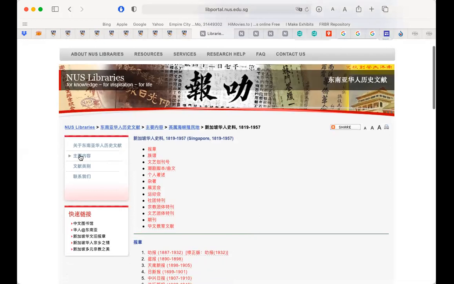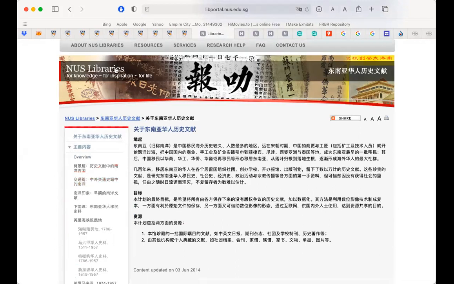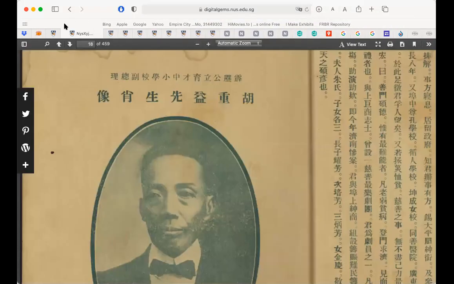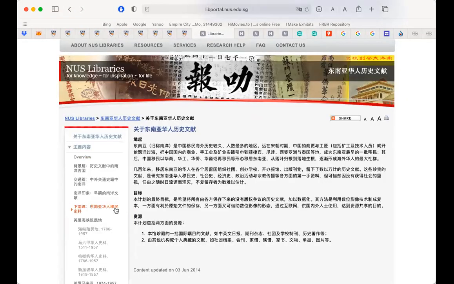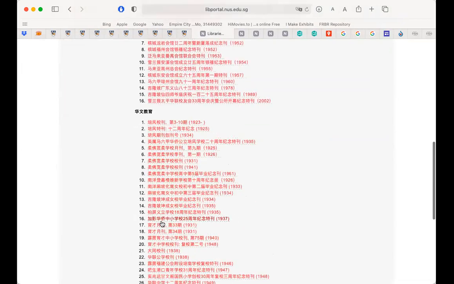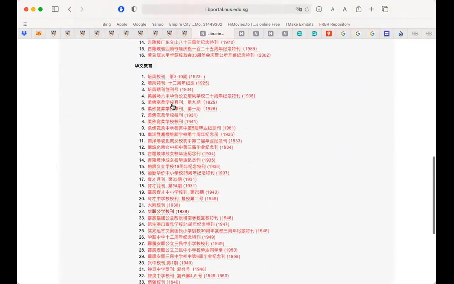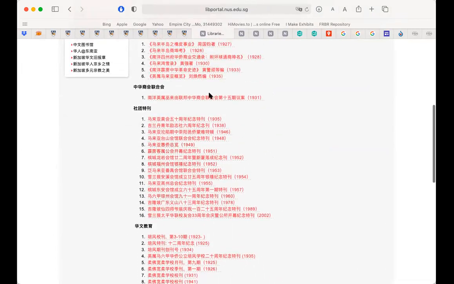And then I'm going to point you to this lovely resource called 东南亚华人历史文献. So a lot of the stuff is already in here, but some of the stuff is not there as well. Especially if you look at the Malayan stuff, like some of the old school 教育期刊 and all this kind of stuff are not always in the digital collection. So this is also a very nice thing to look through.